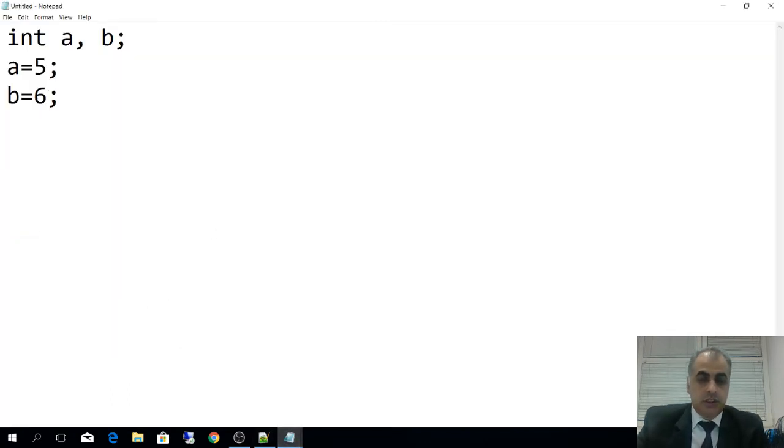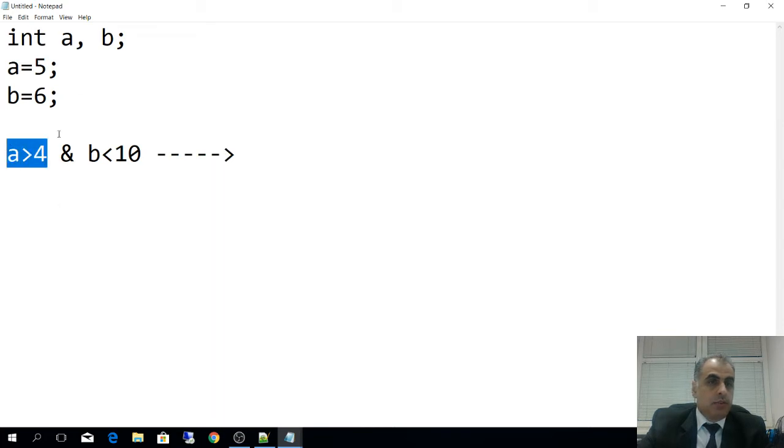For example, what is the result of A is greater than 4, AND, this is the AND operator, and B is, let's say, less than 10? So what is the result for this one? As you see, A is greater than 4. Is it true? Yes, it is true. So this part is true. And B is less than 10, so it is 6 less than 10. It is also true. And the result, true and true.